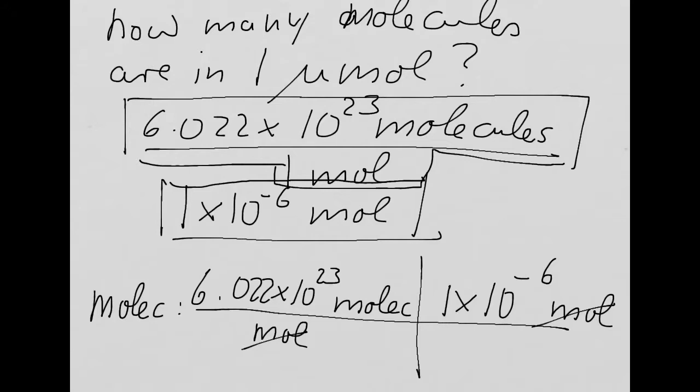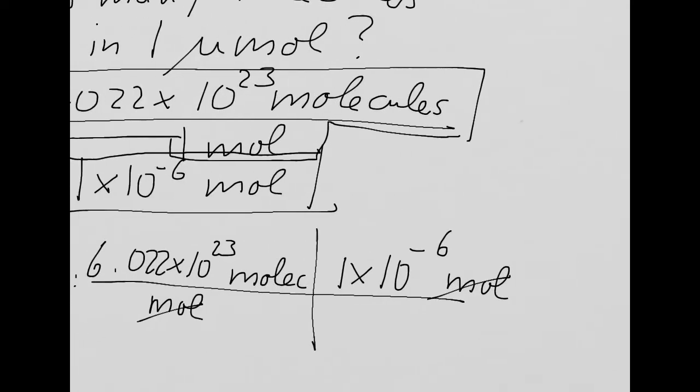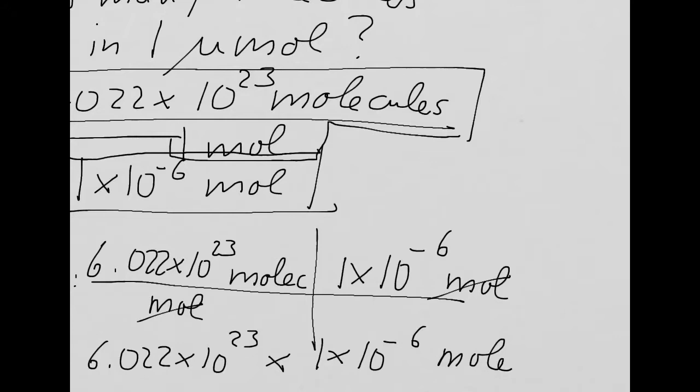So all I need to do now is write this, and I have 6.022 times 10 to the 23 times 1 times 10 to the minus 6 molecules. That's the unit. Okay? Units are absolutely essential. And we have the same bases here, 10 to the 23 and 10 to the minus 6. So all I need to do is 23 take away 6 is 17. So we've got 6.022 times 10 to the 17 molecules. Okay? Happy with that? Do you get the principle?